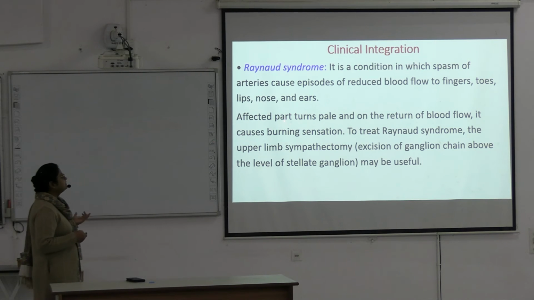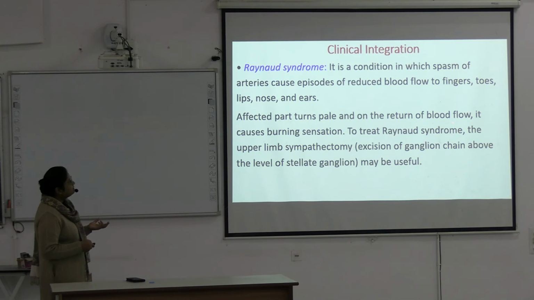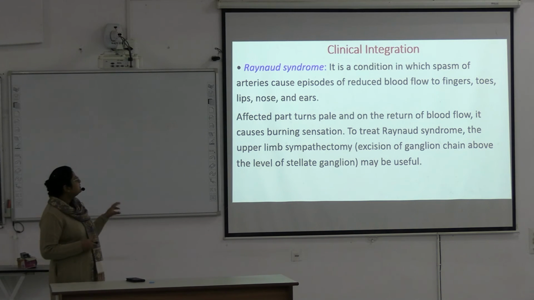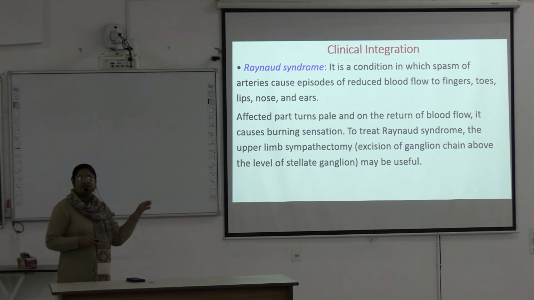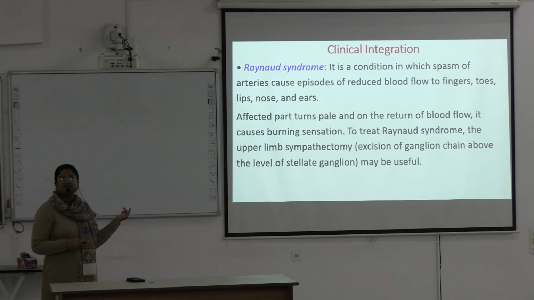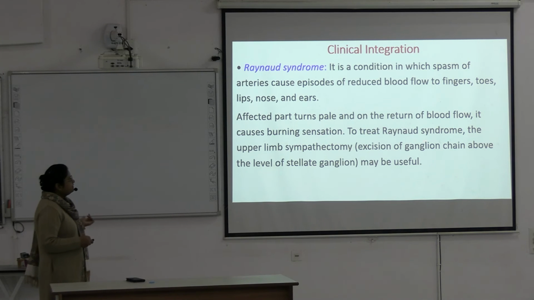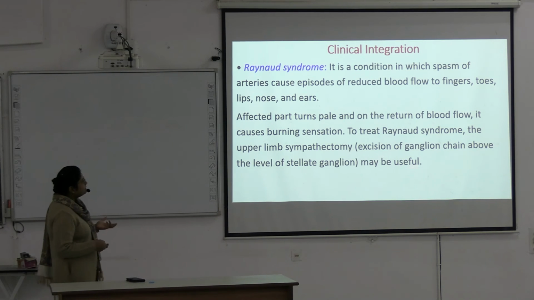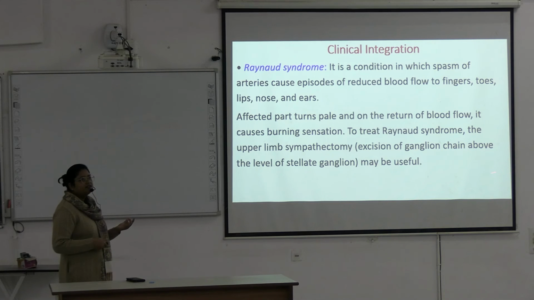The affected part turns pale, and on the return of blood flow, it causes a burning sensation. When the spasm is released, the blood flow is suddenly restored and there will be a burning sensation. To treat Raynaud syndrome, upper limb sympathectomy is done. This is excision of the ganglion chain above the level of the stellate ganglion. That means at the cervical level, you have to do the sympathectomy. It will relieve some of the symptoms of Raynaud syndrome.